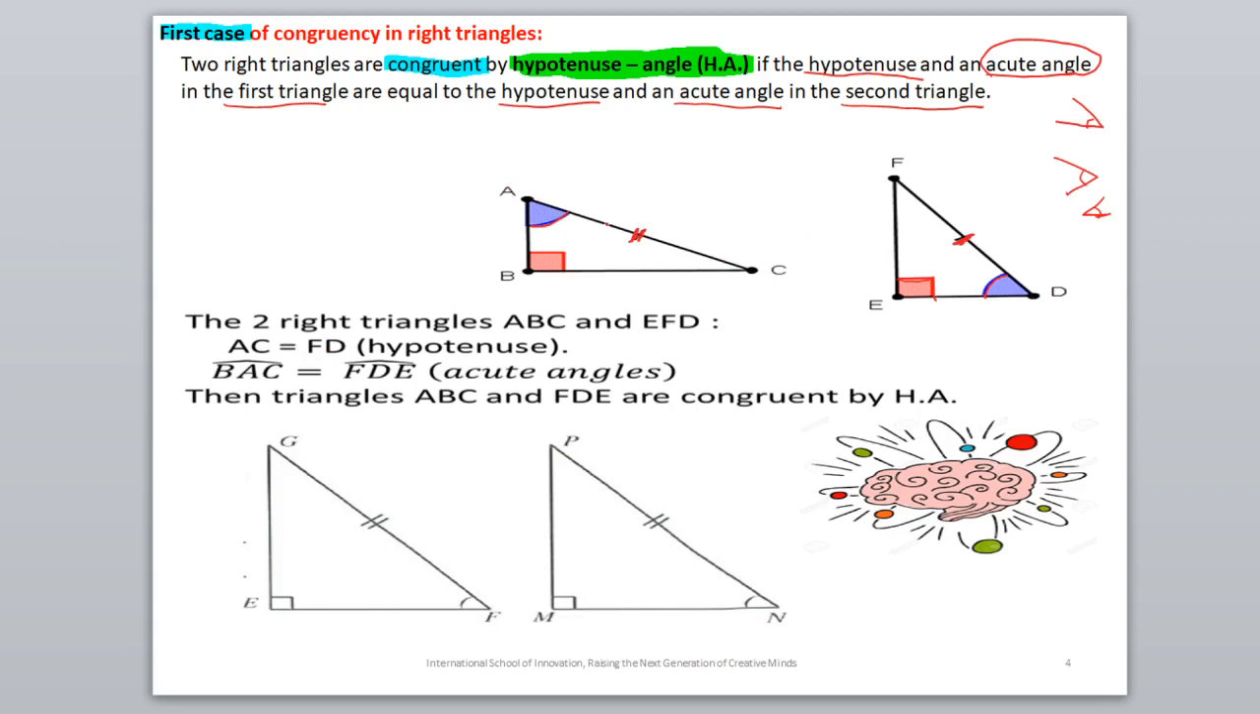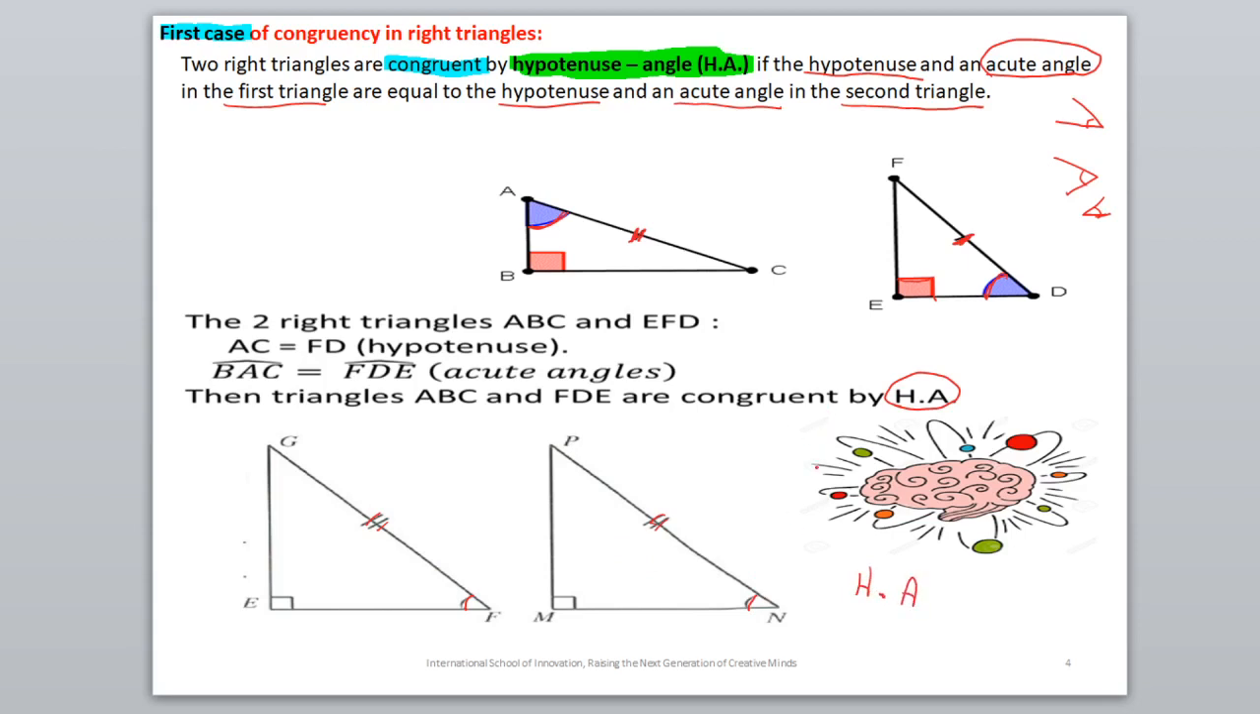And the angle BAC, which is this one, is equal to the angle EDF, which is this one. So they are congruent by hypotenuse angle. That's it. Look at these two triangles. We have this side equal to this side and this angle equal to this angle, so they are congruent by hypotenuse angle.